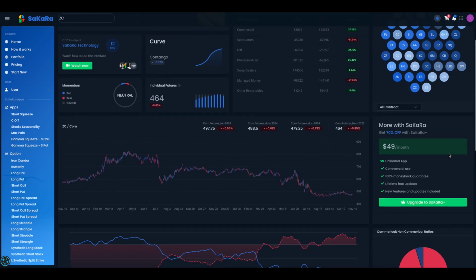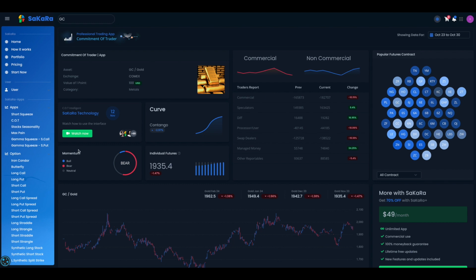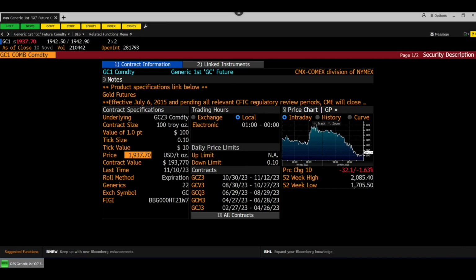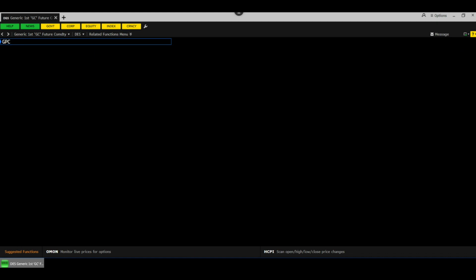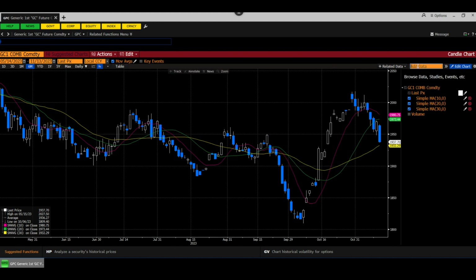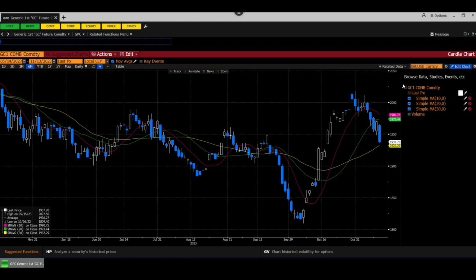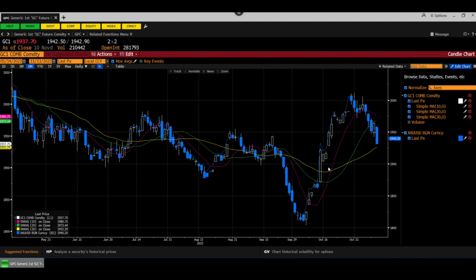But let's get back to the gold, because I want to show you now and compare the GC futures contract and the XAU USD. So we are looking at the Bloomberg terminal, and this is the GC generic price for the gold. This is how the price of the gold looks. Let's compare it to the XAU USD. This is the gold. This is the XAU USD in the blue line.